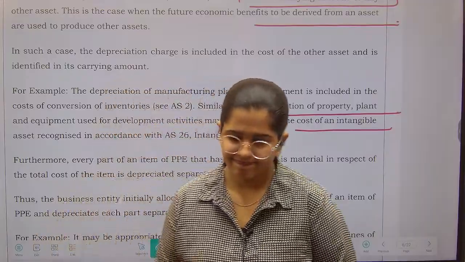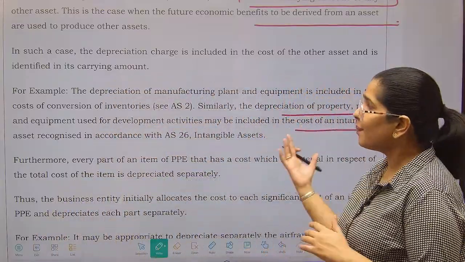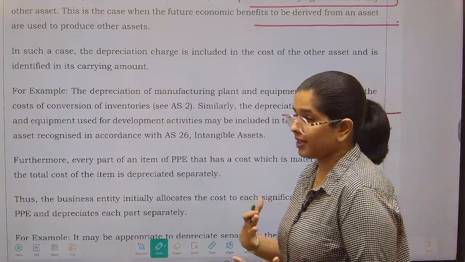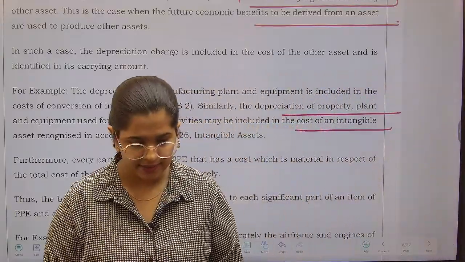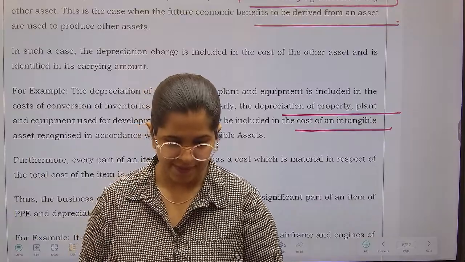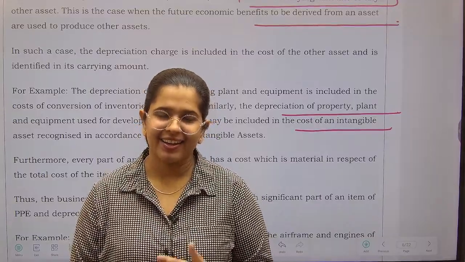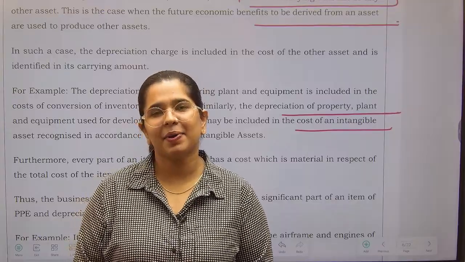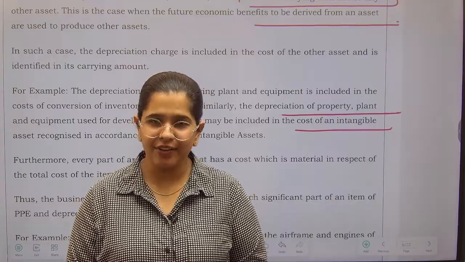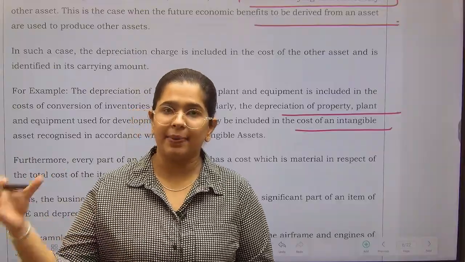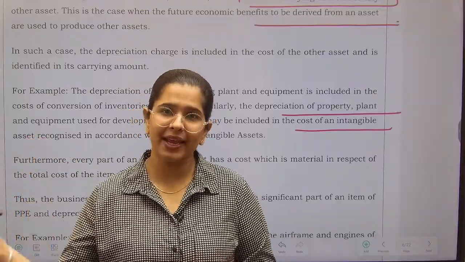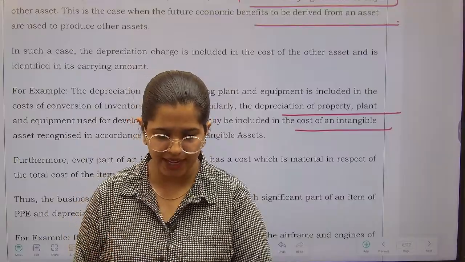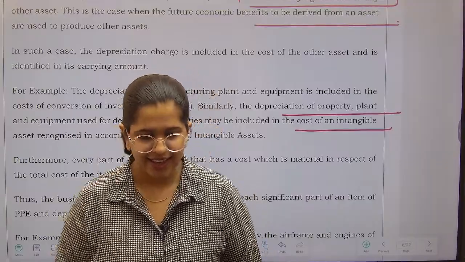So yeah, for example, even in you, suppose you are developing COVID vaccine, ठीक है, सपोज यू आर डेवलपिंग कोविड वैक्सीन. अब अगर हम कोविड वैक्सीन डेवलप कर रहे हैं and I am utilizing a machinery for that, so the depreciation of that machinery should be included into the cost of COVID vaccine, which I'm going to charge from the customers.